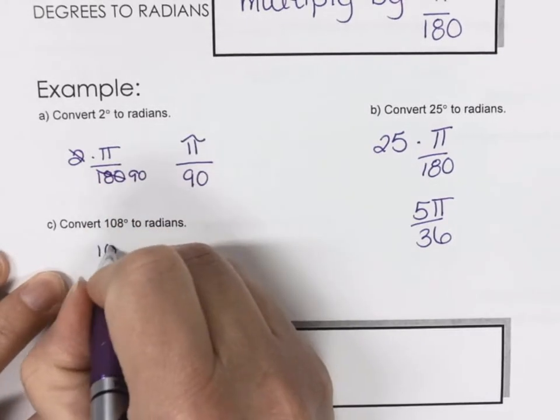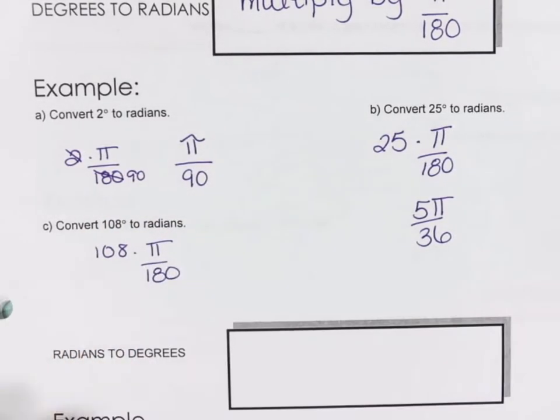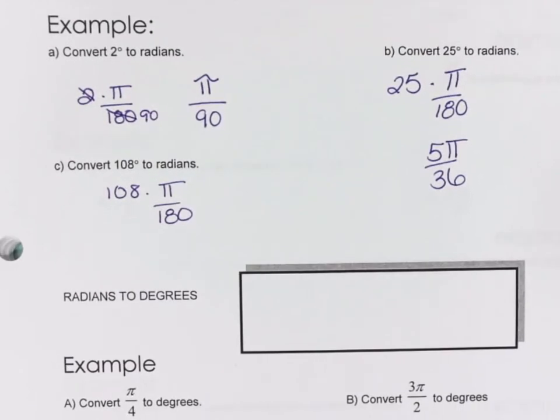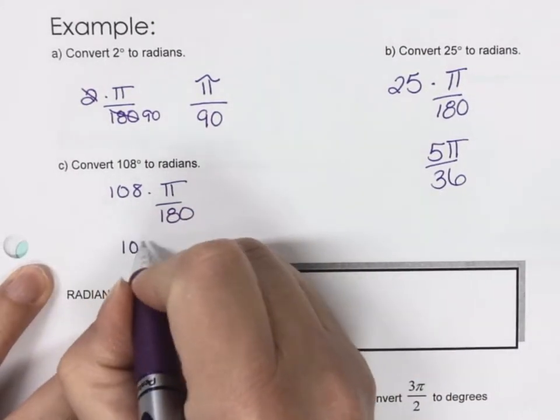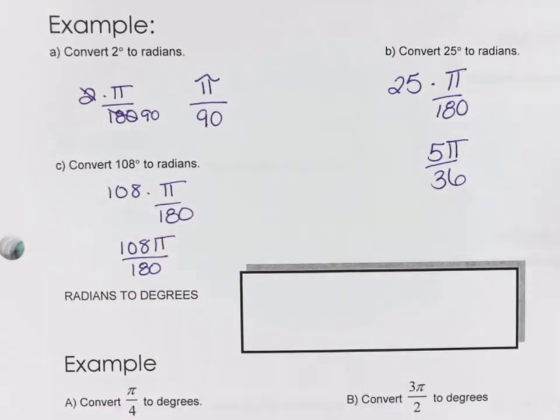Okay, so we got 108 times pi over 180. So we're going to have 108 pi over 180. If you got this on a test, these are even numbers, so start with 2's, like half them and then half them and then half them until you get there. It's painful, but you can do it.